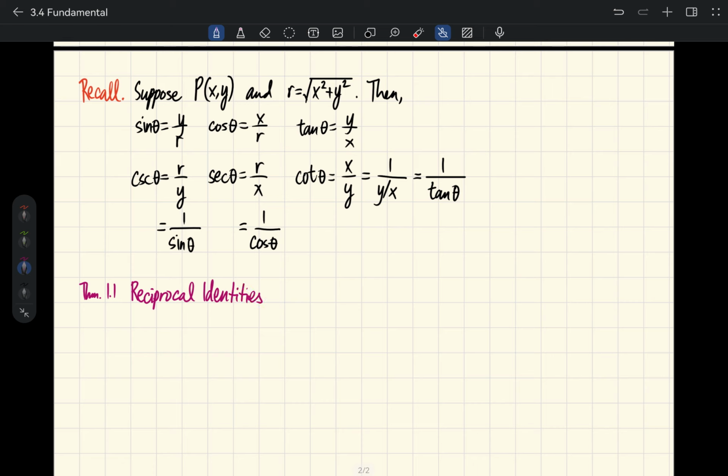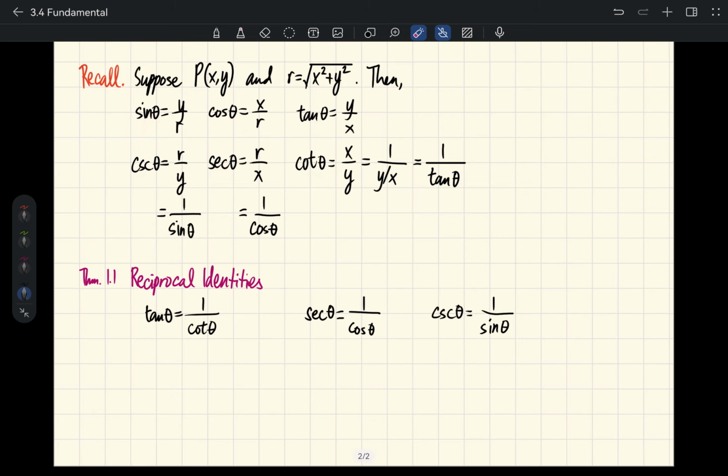So first one is tangent theta equal to 1 over cotangent theta. Then second one, we have secant theta equals 1 over cosine theta, and the third one is cosecant theta equal to 1 over sine theta. So I think it's quite obvious why we call them reciprocal identities. That's because these three right here are just the reciprocals of sine, cosine, and tangent, respectively.